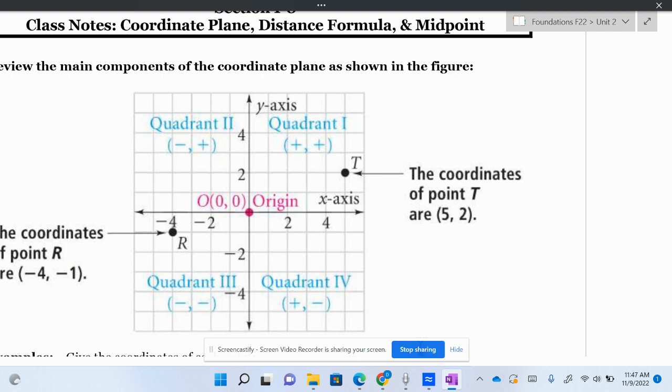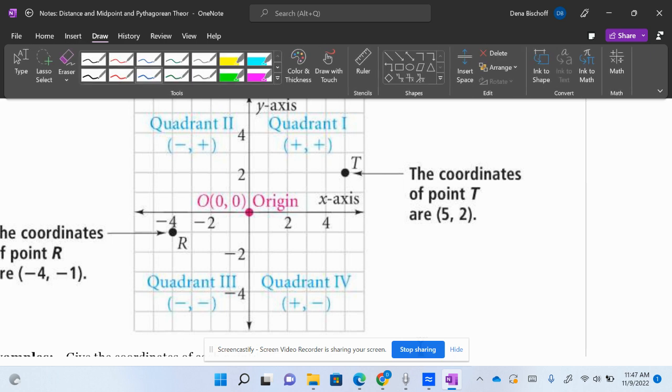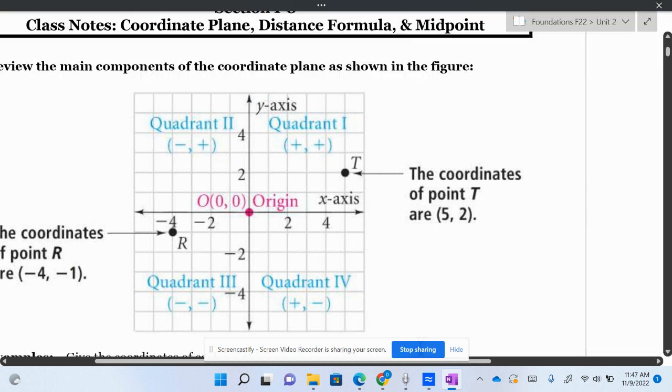In quadrant 1, and I know that the copy wasn't very good because this was light blue, both x and y are positive. In quadrant 2, x is negative, and that makes sense because I'm talking about numbers on the left side of the x-axis, and y is positive. In quadrant 3, x and y are both negative. And in quadrant 4, x is positive and y is negative.